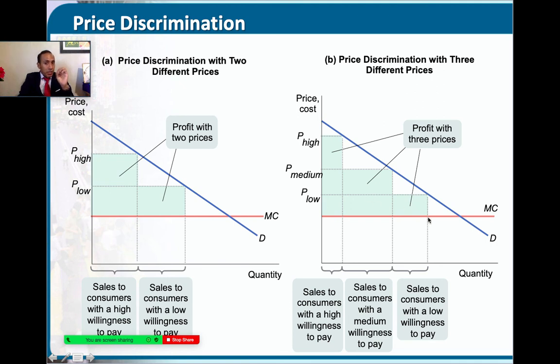Again, the products could be slightly different. In some cases, you have a single price product that is exactly the same at all stages. When you start to price discriminate, you may offer the same experience, the same type of good, the same brand, but with different features.